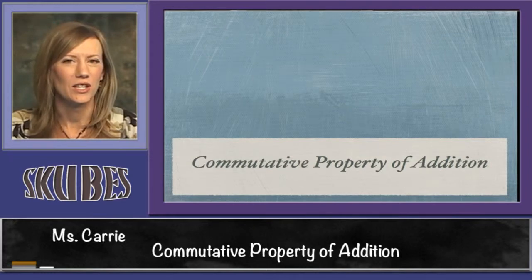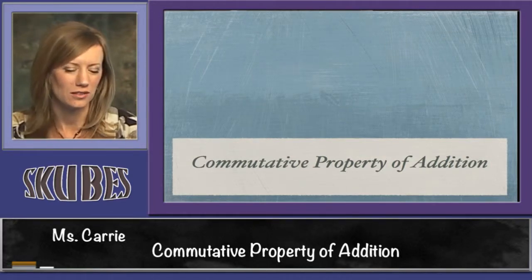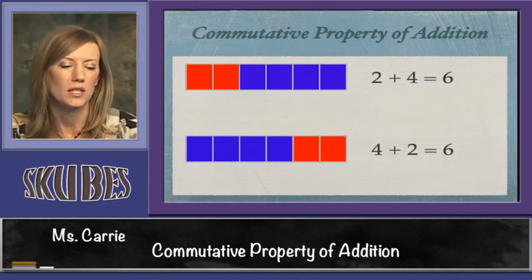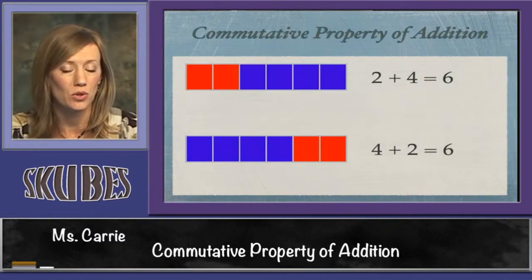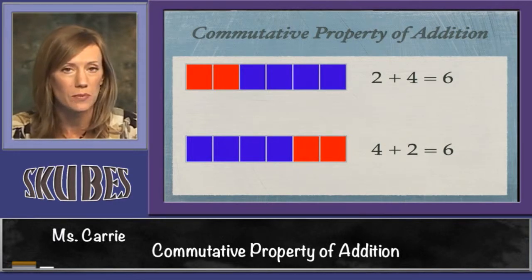This lesson is on the commutative property of addition. The commutative property simply means that when you add two numbers together, if you flip those numbers and put them in two different places, you get the same answer.